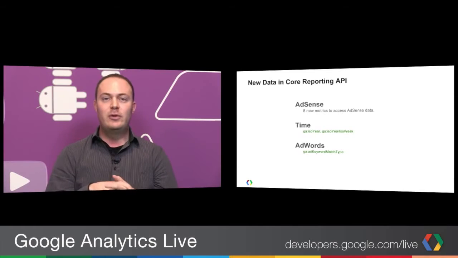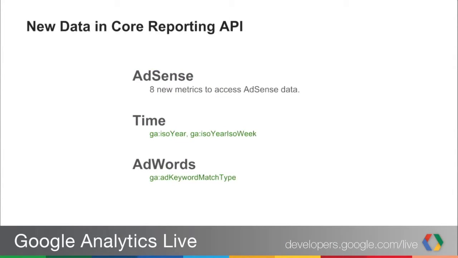And then recently we released some new data in the Core Reporting API. Again, these are data points that people were asking for quite some time. It was one of our top feature requests on our issue tracker: AdSense data. So we've added a whole bunch of new AdSense metrics. You can visit the Dimensions and Metrics Explorer to look at those metrics and see what they are and learn more about them. We also added a few more time dimensions, GA ISO year and ISO year ISO week.